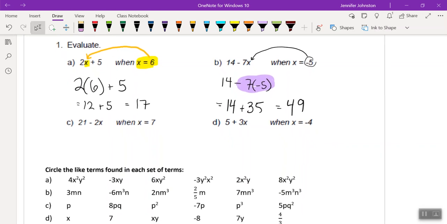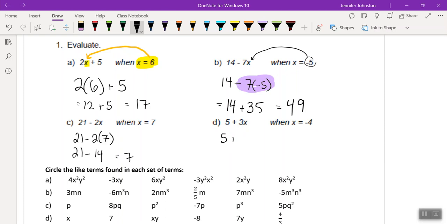All right, only a few more here. Here we have 21 minus 2, and then the 7 is going to be inputted right beside the 2. Again, multiplication comes first before subtraction, so we're not doing the 21 minus 2. We do the 2 times 7, 14, and then subtract it from 21, 21 minus 14, which gives us 7.